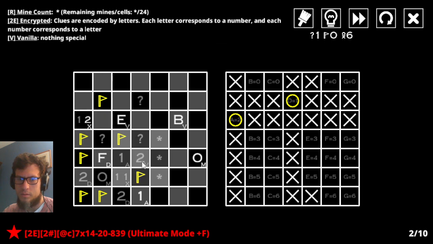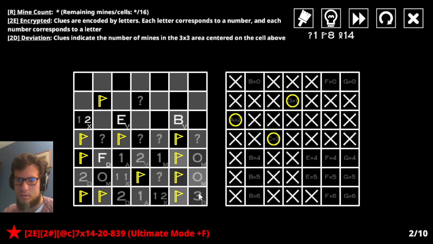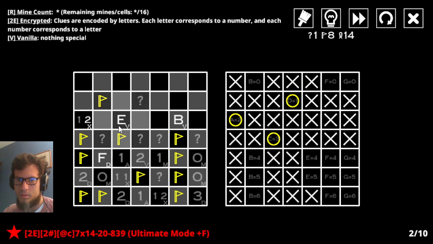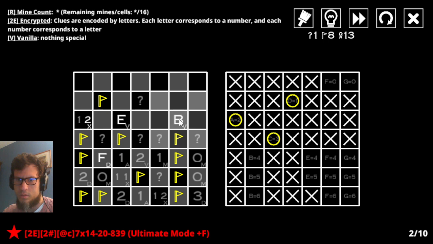This is a 2 vanilla, so okay, that's a 1 area. Alright. It's 1 modulo, 1-2 cross. Up. Okay, and then that does this, and that does that, and then C, it was deviation, so that tells me that it's 3, alright, which means this E is at least 4, and possibly 5. B now can't be 0, but it has to be 4, 5, or 6.